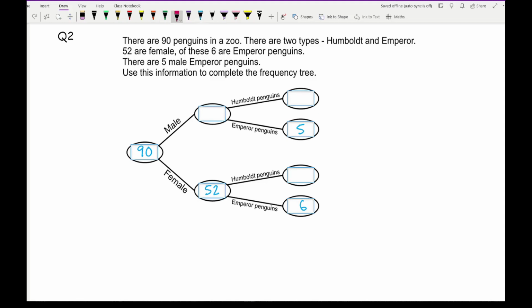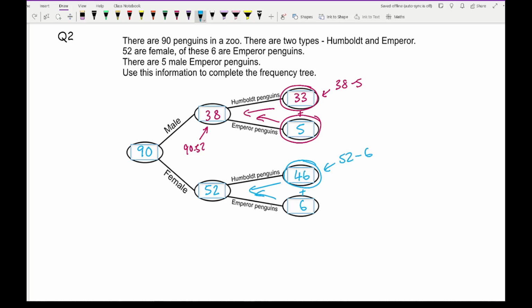So I just need to fill out those 3 boxes in terms of information that's not been given to me. To work out the number of males, that's going to be 90 take away 52, which is going to give me 38. Now this number plus this number needs to add together to give me 38. So for this one, all I've got to do is 38 take away 5, which gives me 33. And likewise for this one, those 2 numbers added together need to give me 52. So that is going to be 52 take away 6, which gives me 46.